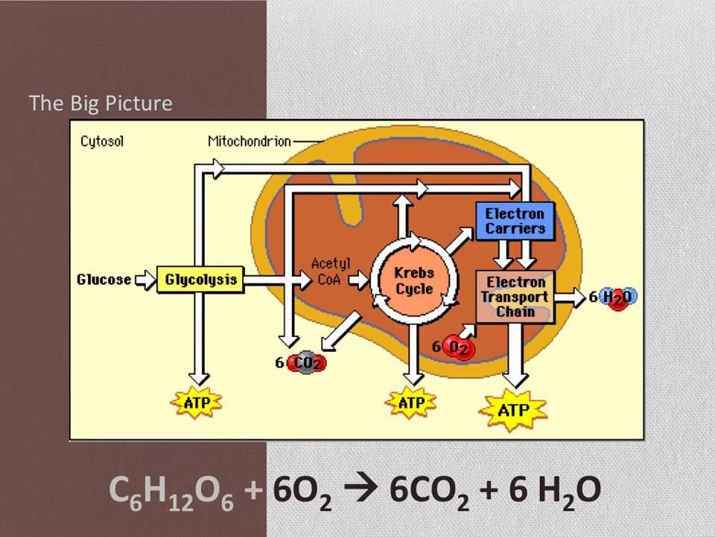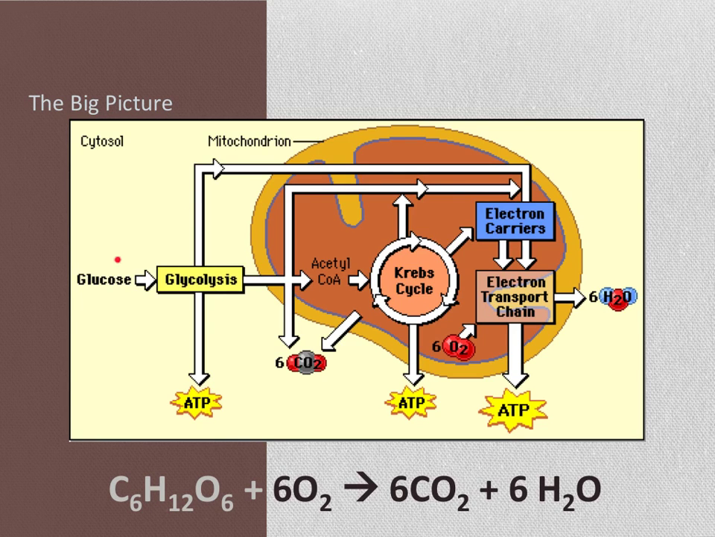The overall equation for cellular respiration is as follows. C6H12O6 plus 6O2 gets turned into 6CO2 plus 6H2O. And as these products are made, a bunch of ATP is also produced. If you look at the diagram, you can see that this takes place over a series of steps.